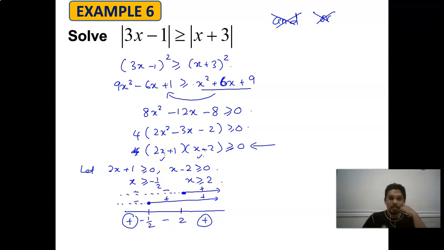Sorry, I have a problem with this one here. Okay, the final answer here for this one is from negative infinity until negative 1/2, union, not U, union symbol, 2 to positive infinity.